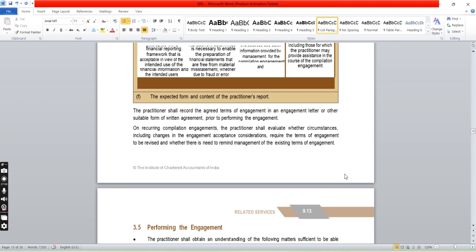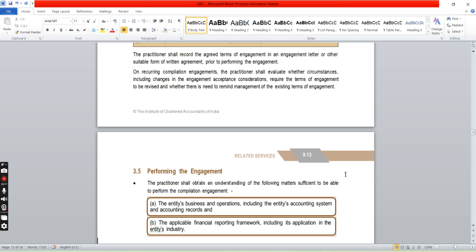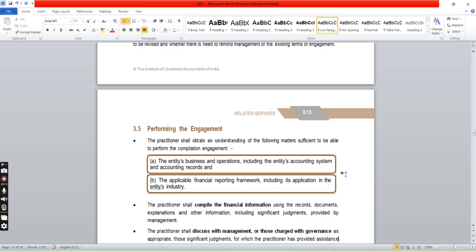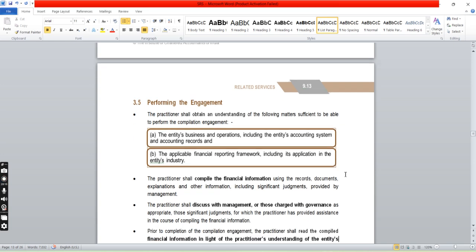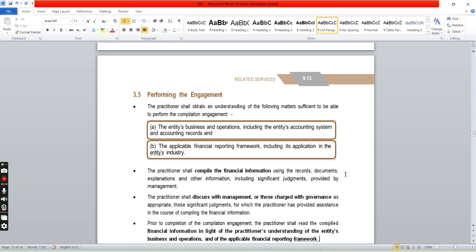On recurring compilation engagements, what happens? The practitioner shall evaluate the circumstances, including changes in engagement acceptance considerations, that require the terms of engagement to be revised and whether there is a need to remind the management of the existing terms of engagement. Now, performing the engagement. How will you perform the engagement? The practitioner will obtain an understanding of the following matters sufficient to perform the compilation engagement: the entity's business and operations, including the entity's accounting system and accounting records, and the applicable financial reporting framework, including the application in the entity's industry.